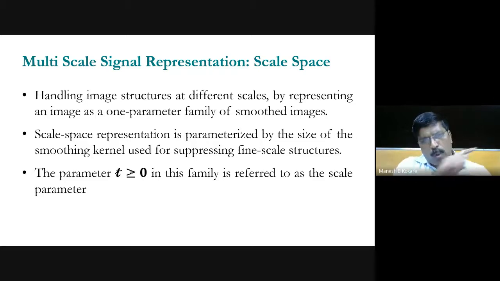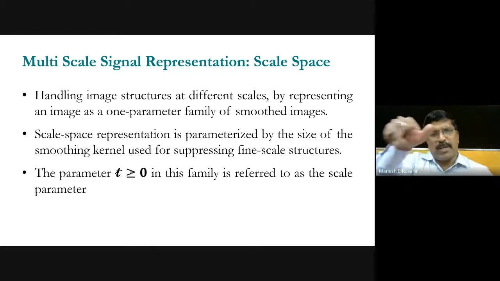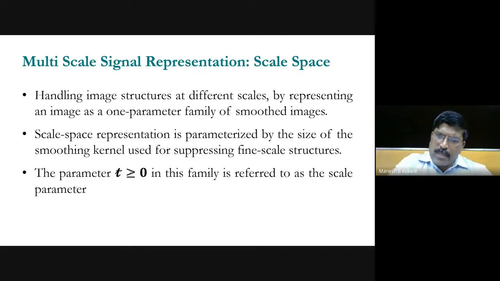One is row-wise low-pass filter and column-wise low-pass filter, you get the LL subband. Then row-wise low-pass filter, column-wise high-pass filter, you get the LH subband. Then row-wise high-pass filter, column-wise low-pass filter, you get the HL subband. And row-wise high-pass filter and column-wise high-pass filter, you get the HH subband.